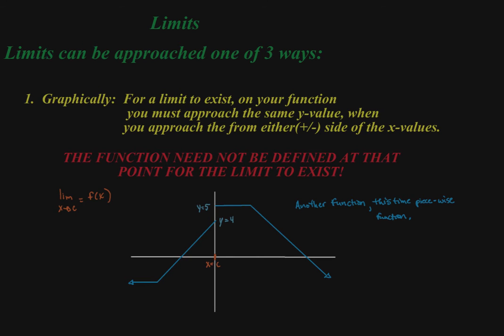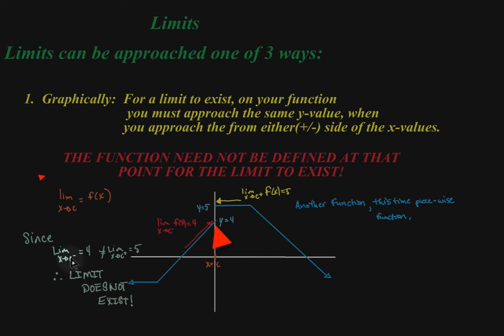I should be able to visually notice that the left limit does not equal the right limit. One equals 4, the other one equals 5. So in that scenario, the limit as x approaches c, or 0, from the negative equals 4, which does not equal the limit as x approaches c from the positive, which equals 5. So therefore, the limit does not exist.